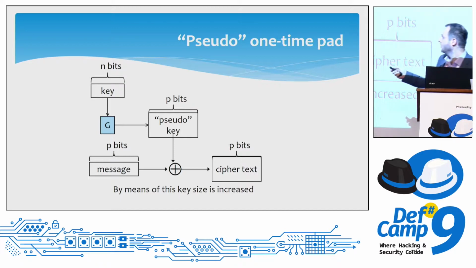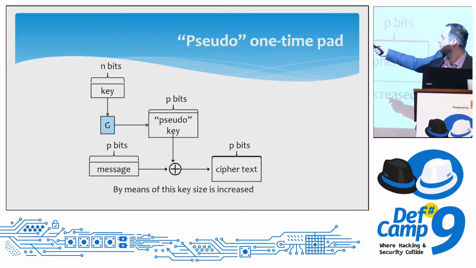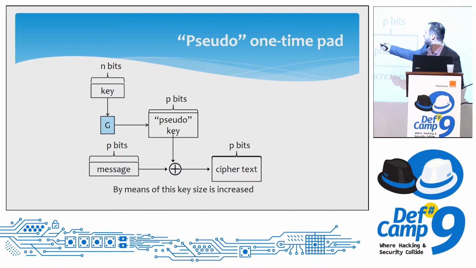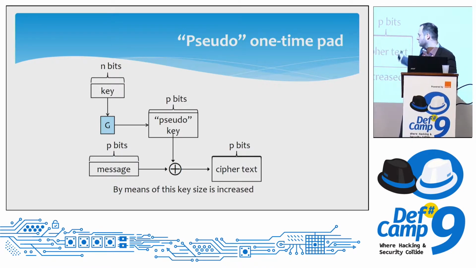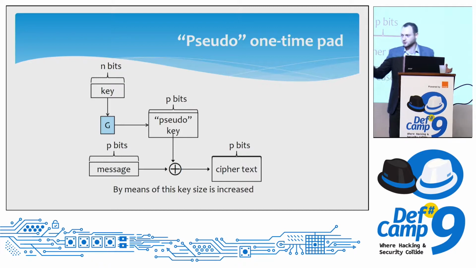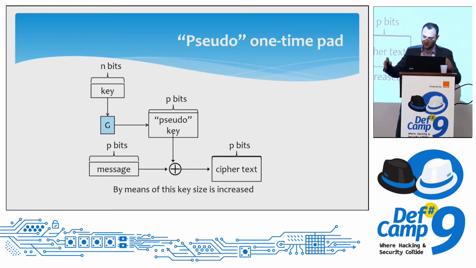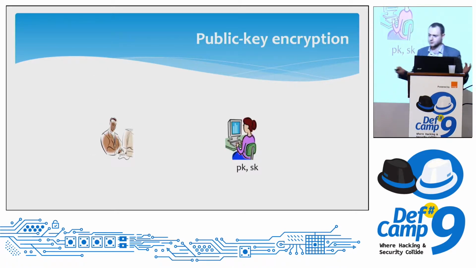What do we get? We have a little key that is n bits, and the message is p bits, and p is much more than n. So we put our key into the generator and get the pseudo key that is of size p. And now we can XOR it with our message normally, and get the ciphertext, whose length will also be p. Of course, in this case we no longer have perfect secrecy, but we have computational secrecy, and it works like this. Afterwards was a revolution.